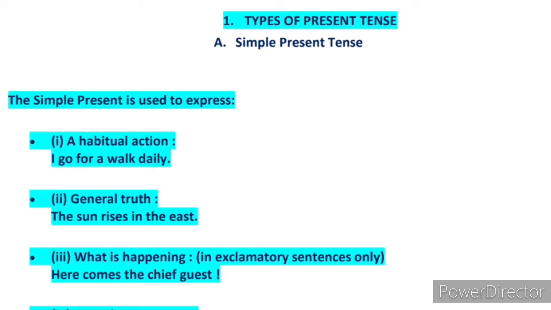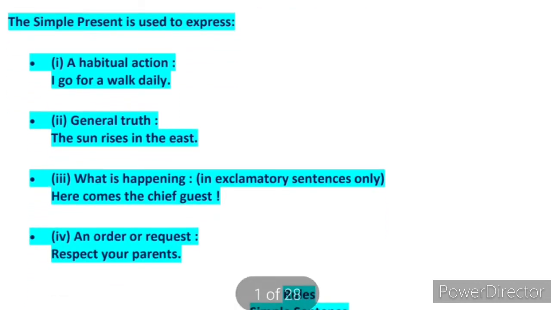We use simple present tense for habitual action. For example, I go for a walk daily, I eat ice cream daily, I go to school daily. Then second is for general truth, for example, 2 and 2 make 4. Second example, the sun rises in the east.